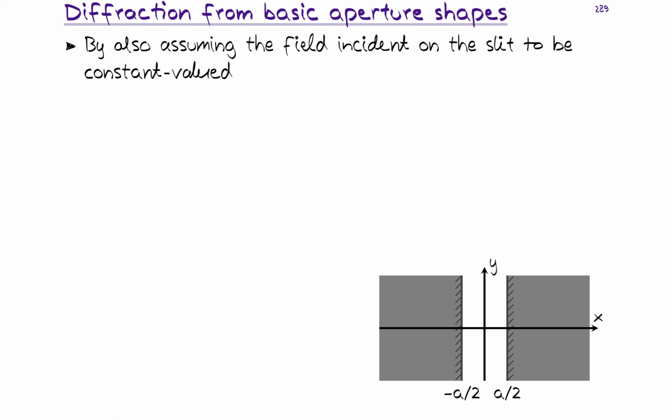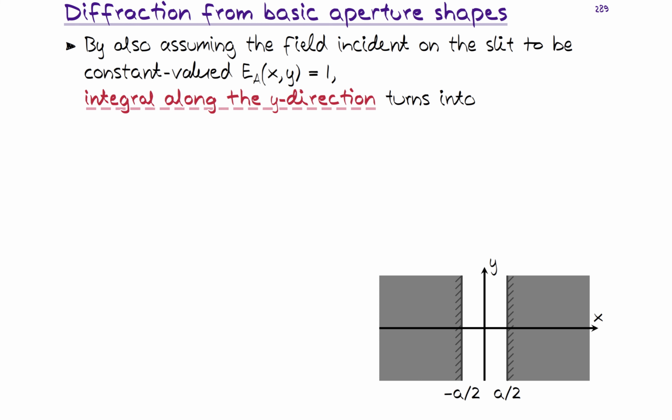We are also assuming that the incident field on the slit, the E_A field, is constant and equal to unity. So E_A equals unity. This simplifies our treatment. And now we can really start calculating the actual integrals, and we start with the y direction. So we have the total field along the y direction. This is the contribution caused by light possibly being diffracted along this y direction.